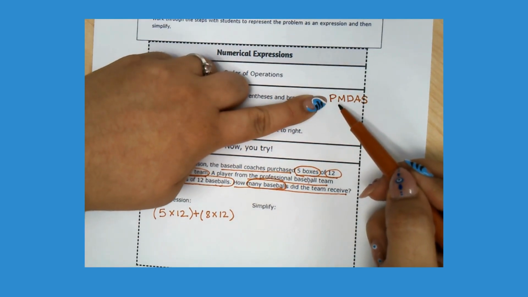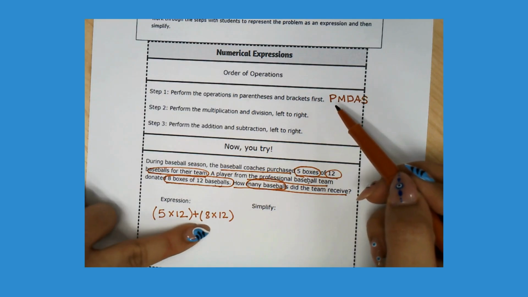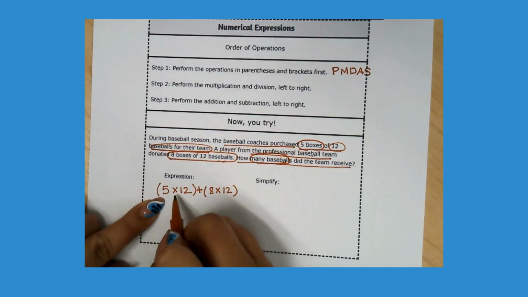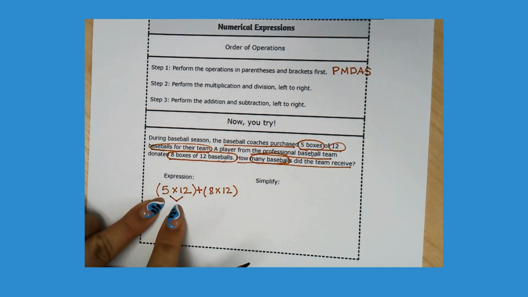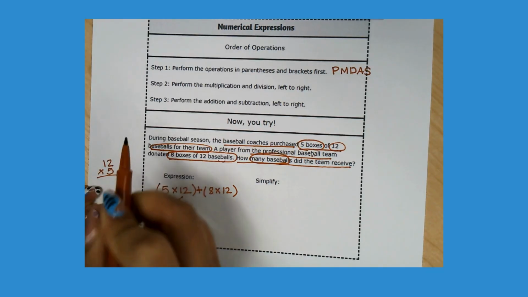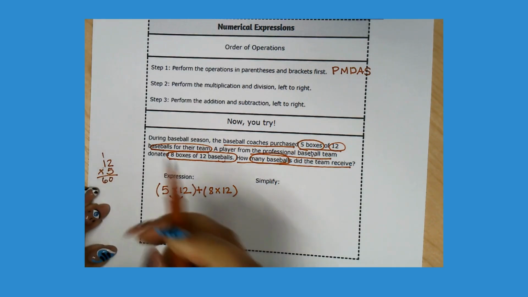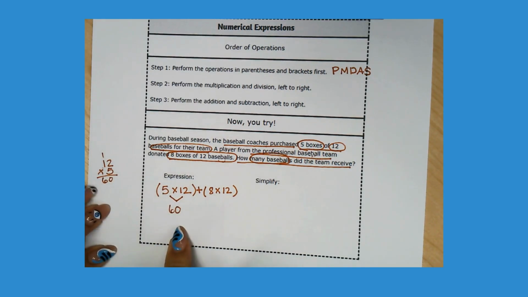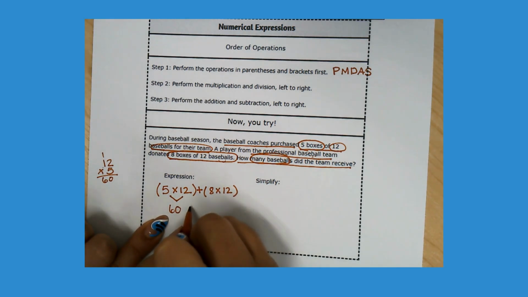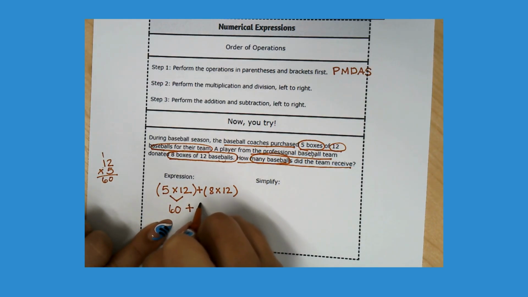Same thing, we're starting with parentheses. Do I have any parentheses? I have 2 sets. I want to start from the left and go on to the right. So on the left, I have 5 times 12. If I don't know, I better be doing the math on the side. 12 times 5. 5 times 2 is 10. 5 times 1 is 5, and 1 more is 6. Okay, 5 times 12 is 60. I bring everything else down. I'm done with my parentheses here.